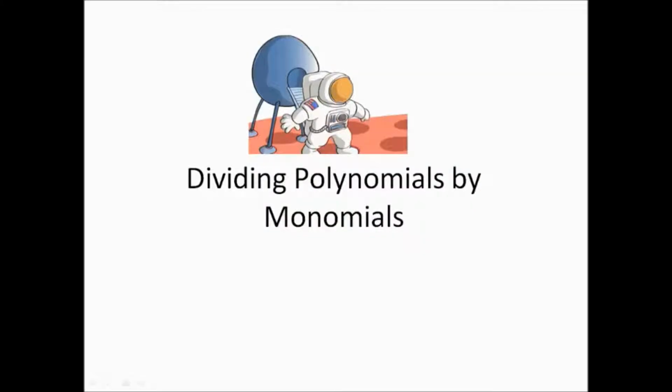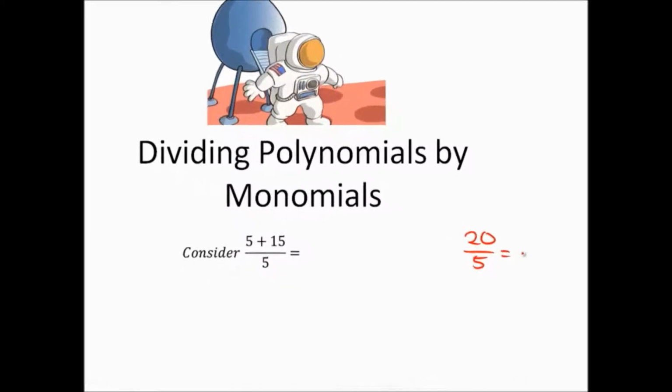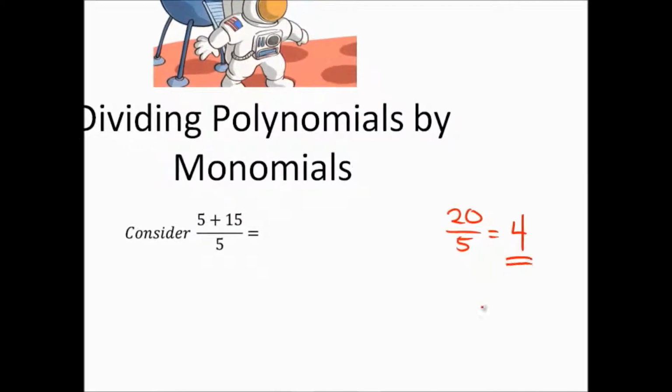This lesson is on dividing polynomials by monomials. Consider if you had two terms divided by one term. In the simple case, 5 plus 15 divided by 5. On one end, this should be 20 over 5, which gives us 4. So we know the answer should be 4.